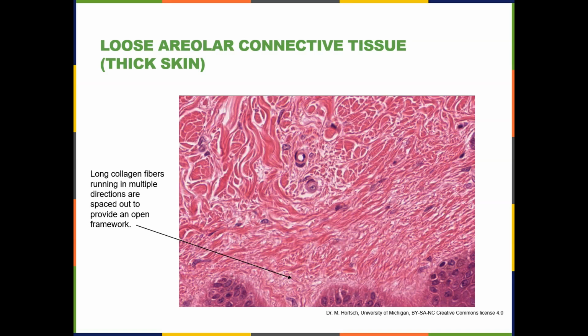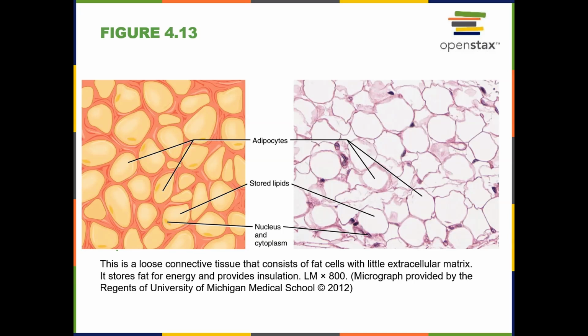While the last slide showed areolar connective tissue that had been dissected and teased away from any other tissues, here we see loose areolar connective tissue in the context of the thick skin. This region down here, known as the papillary layer of the dermis, contains loose areolar connective tissue just deep to the epidermis, this epithelial tissue, and it's superficial to a layer of more dense connective tissue called the reticular layer of the dermis.